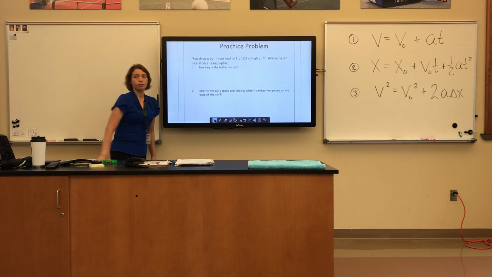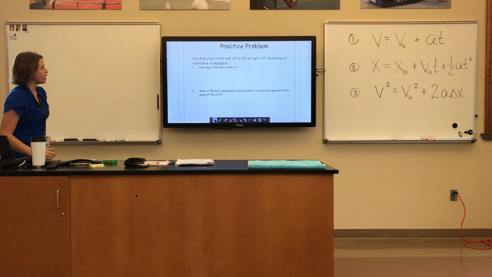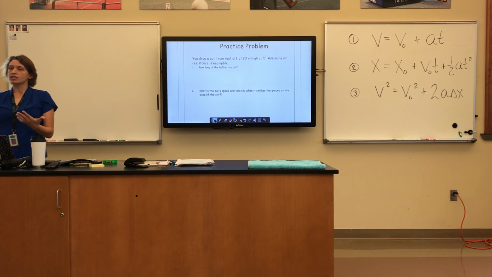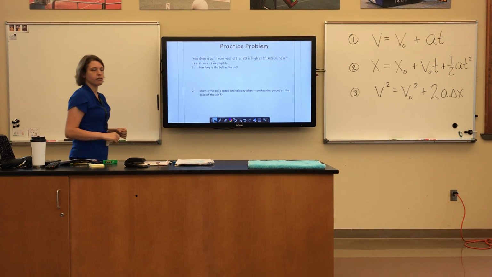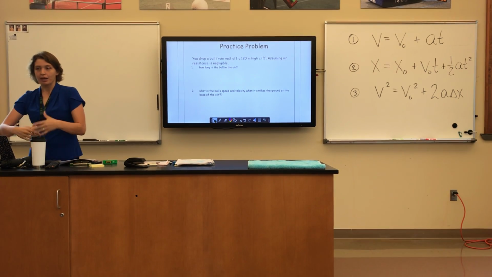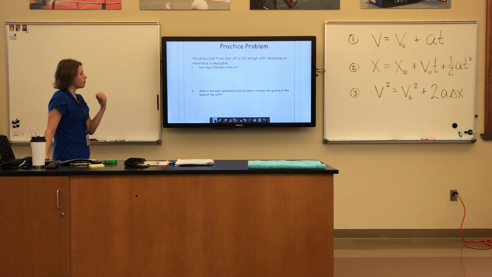So, let's go through a few practice problems. We're going to start with an object that is dropped from rest off a 120 meter high cliff. We're going to assume that air resistance can be ignored, and as soon as we say air resistance is being ignored, and we have an object that's being dropped, acting like a projectile, then we know we're talking free fall.